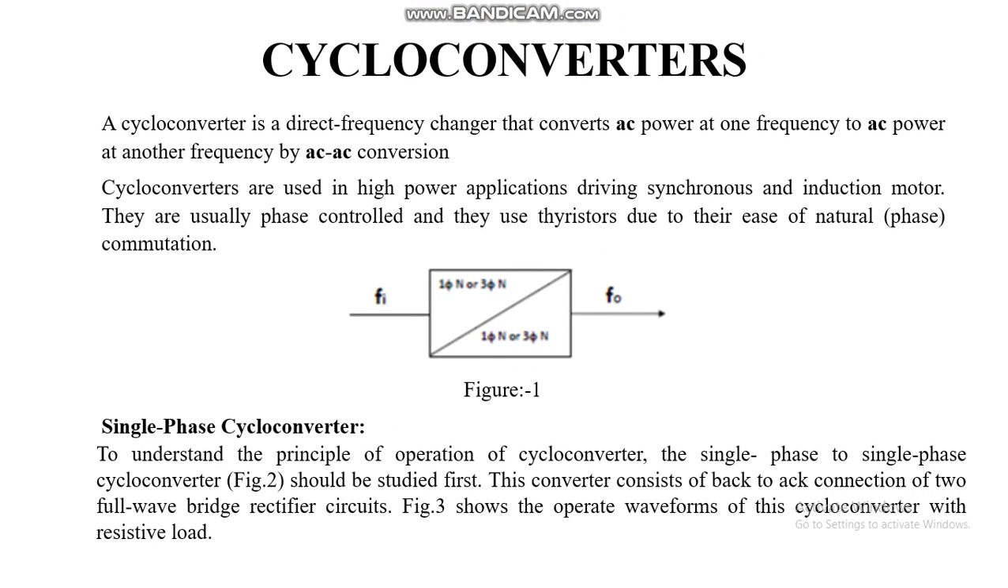A cycloconverter is a direct frequency changer that converts AC power at one frequency to AC power at another frequency by AC-AC conversion. Actually, the cycloconverters are used in high power applications, driving a synchronous and induction motor. They are usually phase controlled and they use thyristors due to their ease of natural commutation. That we can see in this diagram.